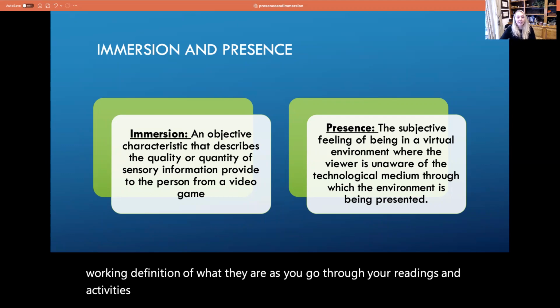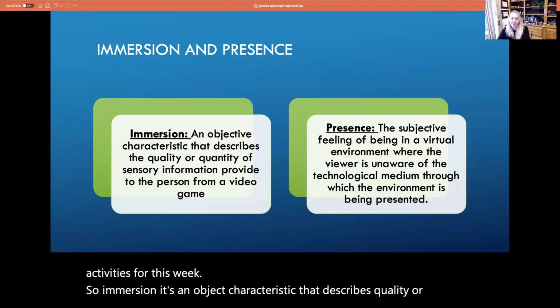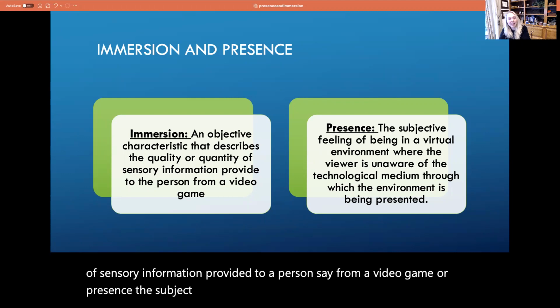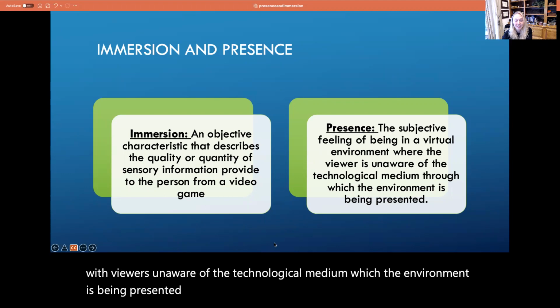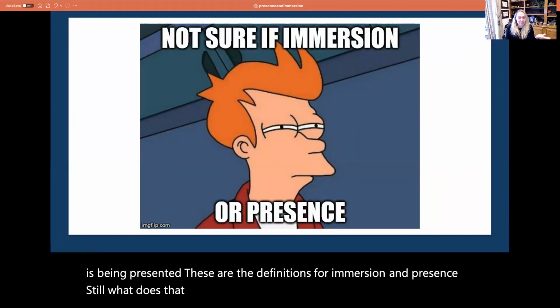for this week. So immersion is a characteristic that describes the quality or quantity of sensory information provided to a person, say from a video game. Or presence, the subjective feeling of being in a virtual environment where the viewer is unaware of the technological medium for which the environment is being presented. These are the definitions for immersion and presence. Still, what does that mean? Not sure if immersion or presence. This is the big question.